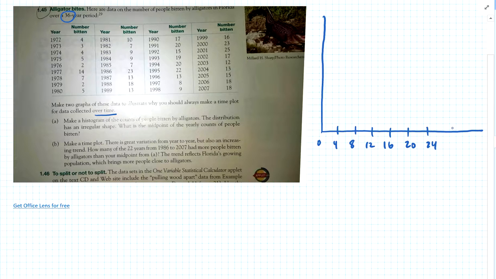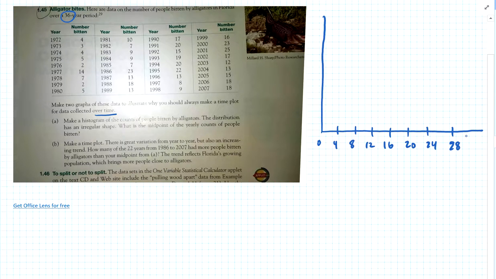What is the midpoint of the yearly counts? Well, the first thing to remember is there's 36 pieces of data, and when I put this in my calculator and I want to make 7 different classes, I ended up going from, I'm going to put counts on this side. I went by 4s: 4, 8, 12, 16, 20, 24, 28.